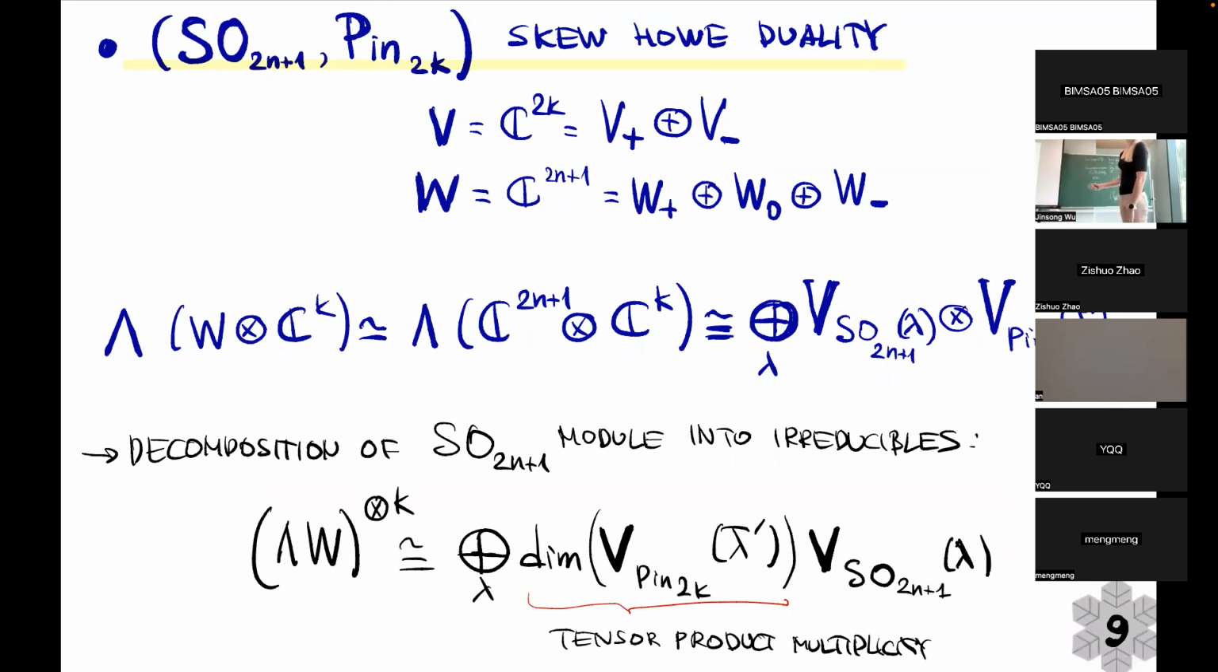So here is the duality, actually SO(2n+1) with K, which helps us to give the answer to our problem. It's a little bit complicated. So what happens here? Again, the same procedure. The standard module is C^2K tensor C^(2n+1), and it decomposes into the sum of irreducible subspaces.